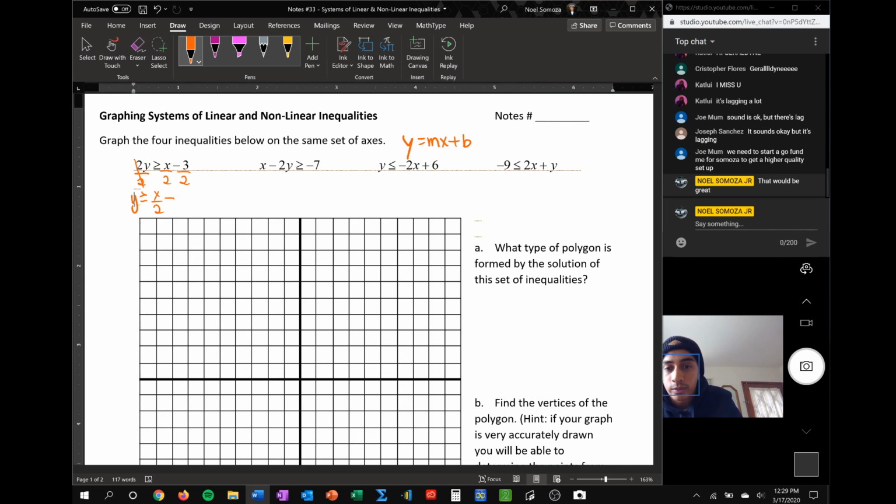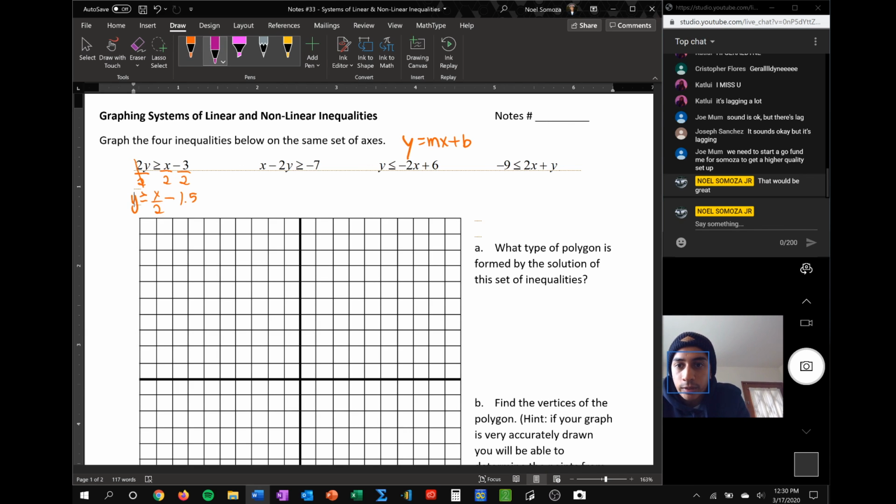3 over 2 is the same thing as 1.5. I'm going to leave it as 1.5 because it's a little easier to graph. Now I have my equation. I'm going to convert everything first into y equals mx plus b, and then we can graph them. I think that's a little better than going back and forth.